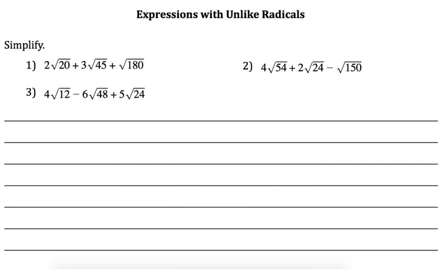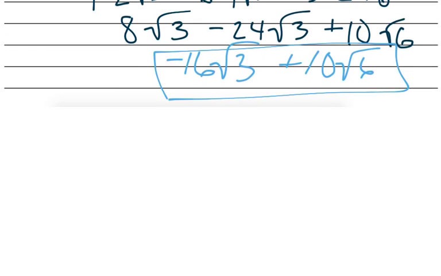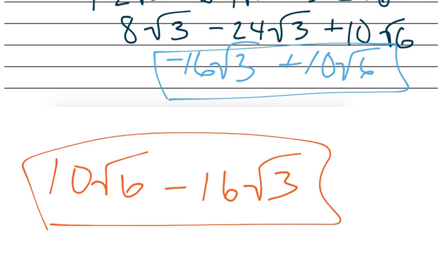Problem 3 will be an OYO problem, so I'm going to put the answer up to that in just 5, 4, 3, 2, 1. So unless I made a mistake, I got negative 16 square root of 3 plus 10 square root of 6, and you also might see that written 10 square root of 6 minus 16 square root of 3. So that would be done. You can't put these together. They are both in their most simplified form, and you can't pull out any perfect squares.